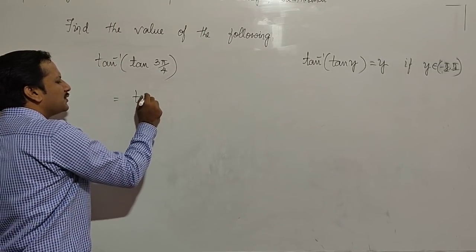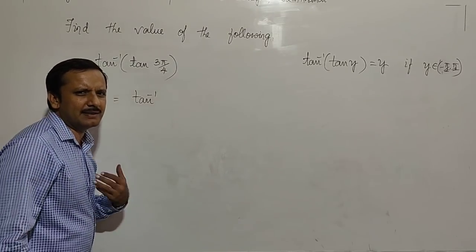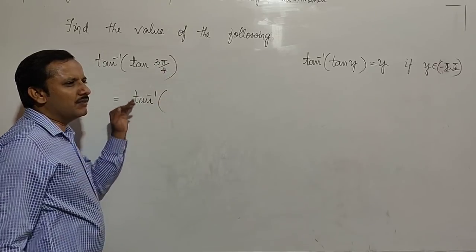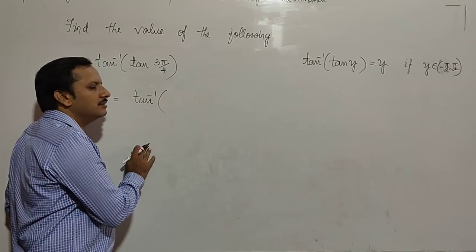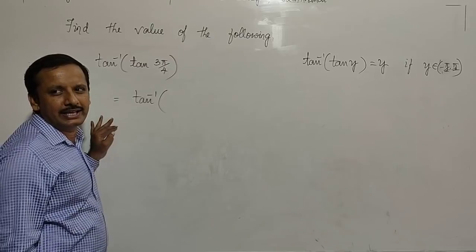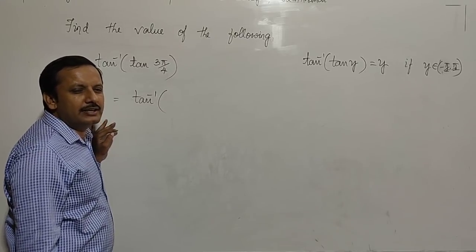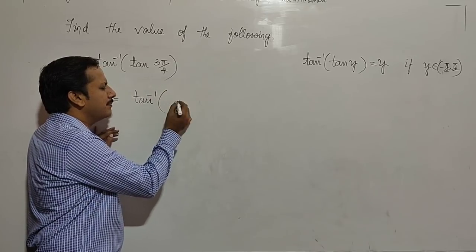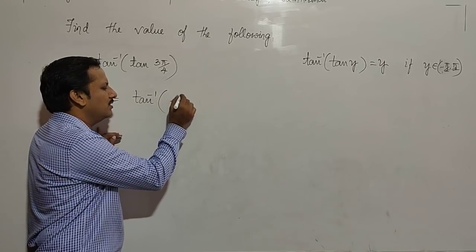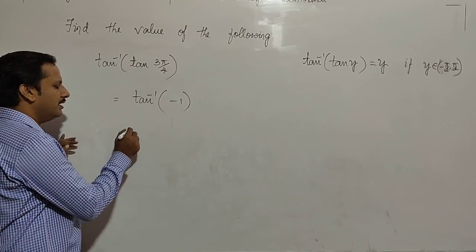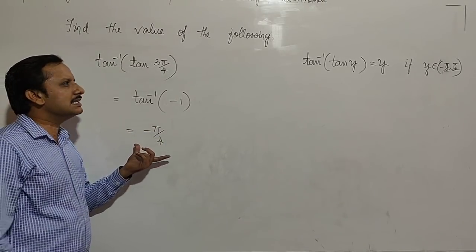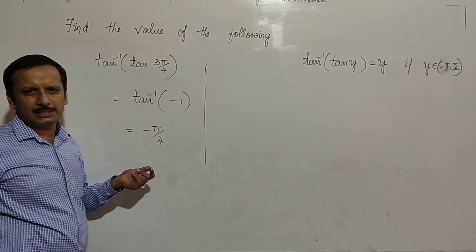One way is to find the value of tan 3 pi by 4. Tan 3 pi by 4 means tan 135 degrees. Second quadrant, pi minus pi by 4. So that is tan of minus pi by 4, which will be equal to minus 1. Tan inverse of minus 1 is minus pi by 4. This is one way of solving this problem.